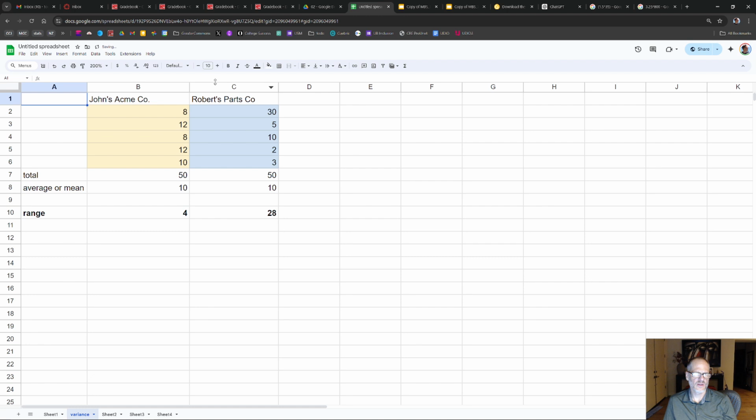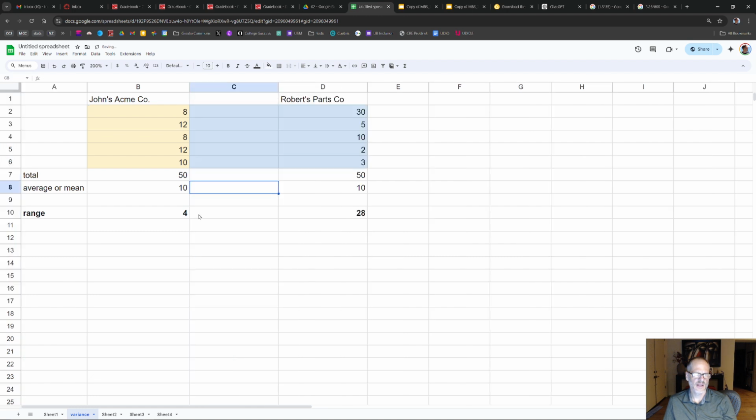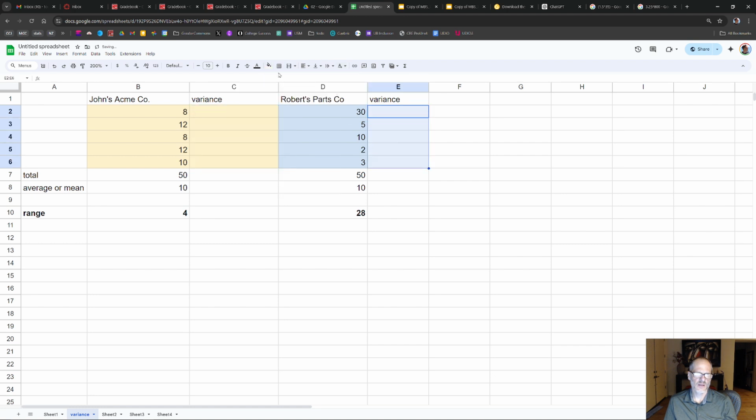Then I'm going to right click up here and choose insert a column left. I'm just going to put variance right here, and I'll make this one yellow. And then we'll make this one blue. I guess that's close enough blue. That might be the exact same blue.